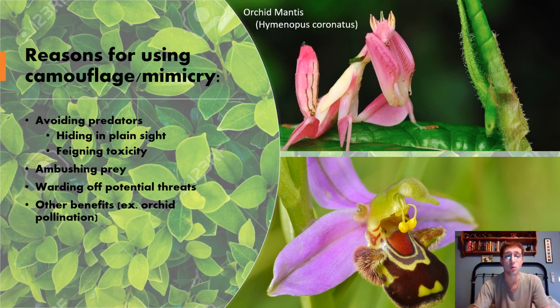Or you could use it to ward off potential threats. You could be a Mullerian mimic and use your black and yellow or red coloration to ward off other predators. Or you could use it for other things. So for example, the bee orchid here uses different types of mimicry to trick bees into pollinating it, which it can then use to reproduce.